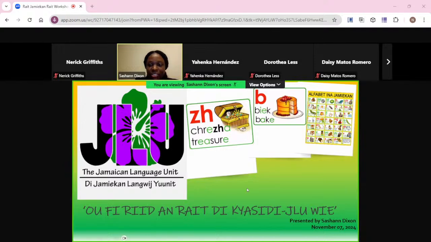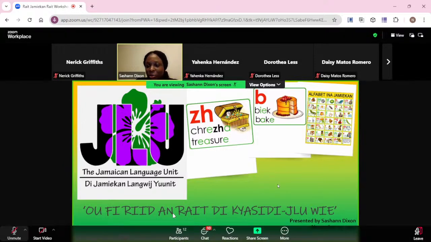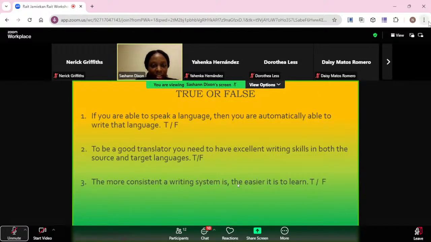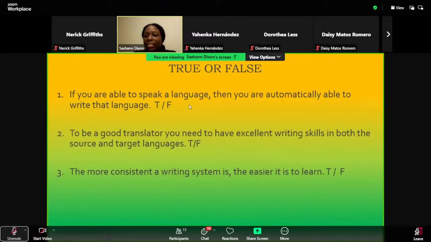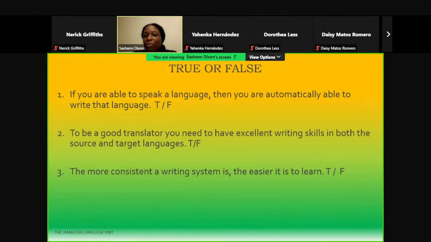I want you to get comfortable, but not too comfortable. I will start off with my first three questions, just to throw you into it. Pretty easy, true or false. But before I start that, let me ask, is there anyone who is completely unfamiliar with the Jamaican language? As in you don't know anything? Nothing at all? I'm hoping there is no such person.